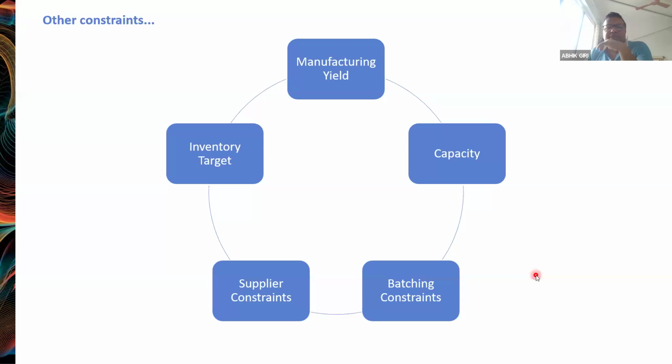Apart from lead time, some of the other constraints that could exist in a manufacturing or supply chain problem would be manufacturing yield, capacity, batching constraint, supplier constraint, and inventory target. Supplier constraint we have already looked at. Now we'll look at the other constraints one by one.